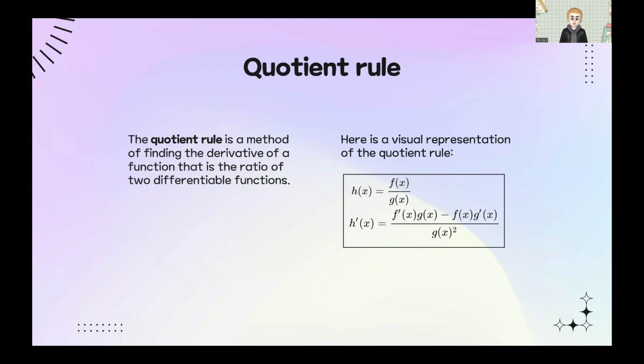The quotient rule is a method of finding the derivative of a function that is a ratio of two differentiable functions. Here's a visual representation of the quotient rule. If h(x) equals f(x) over g(x), then h prime of x equals f prime of x times g(x) minus f(x) times g prime of x, all over g(x) squared. Got it?